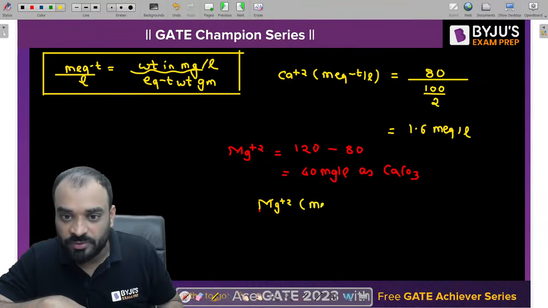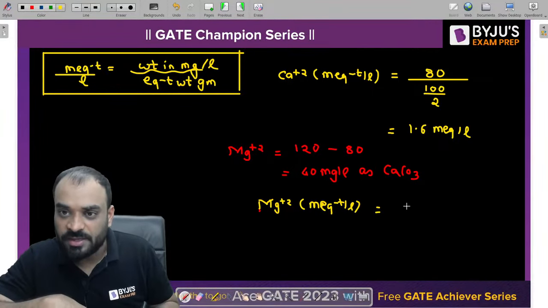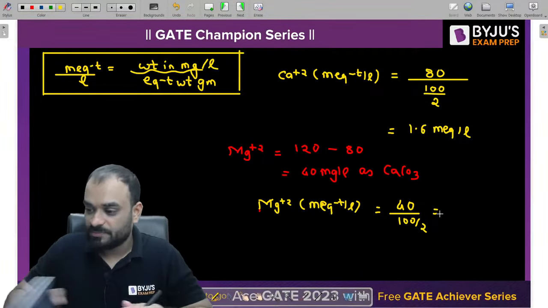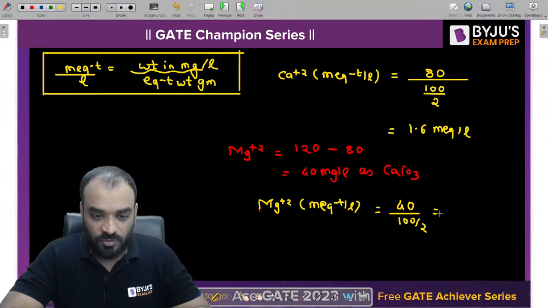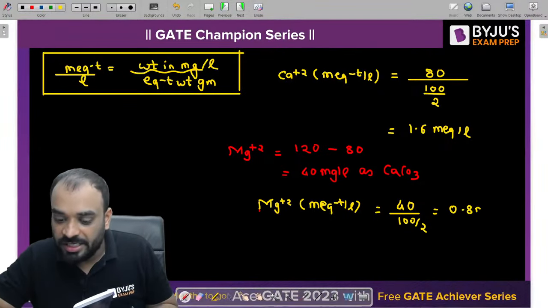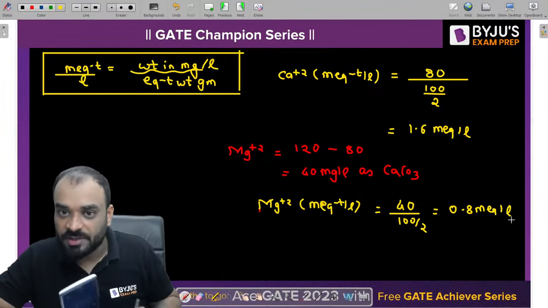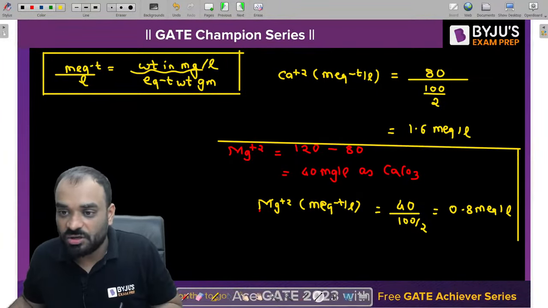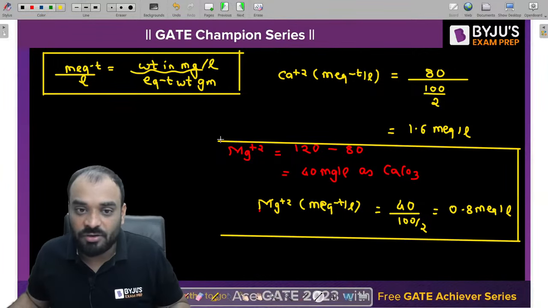in terms of milli equivalent per liter. Again we need to use the same concept. It is basically 40 divided by 100 divided by 2. Now tell me guys, how much it is? 40 divided by 50. So we are getting a value of 0.8 milli equivalent per liter. Clear?